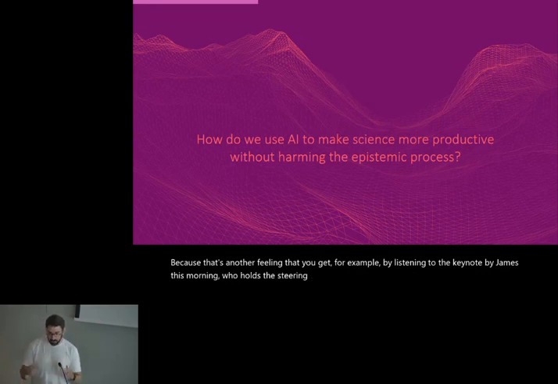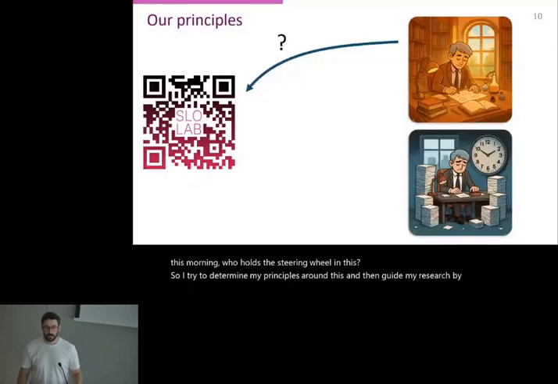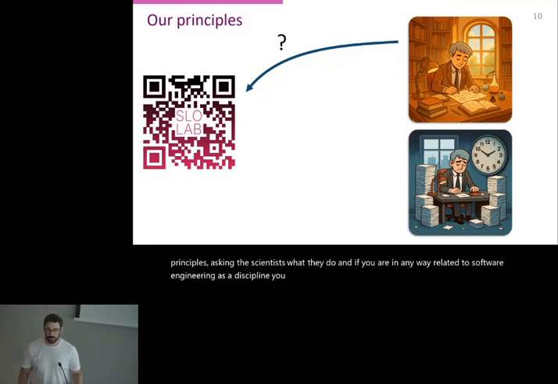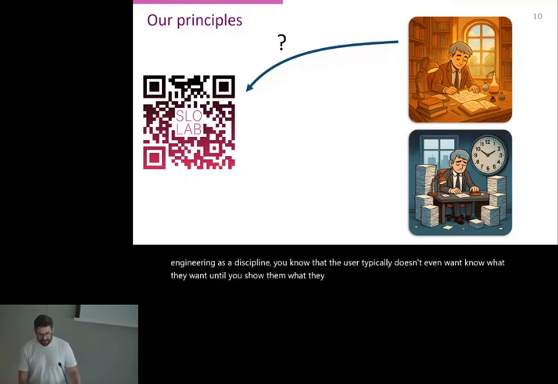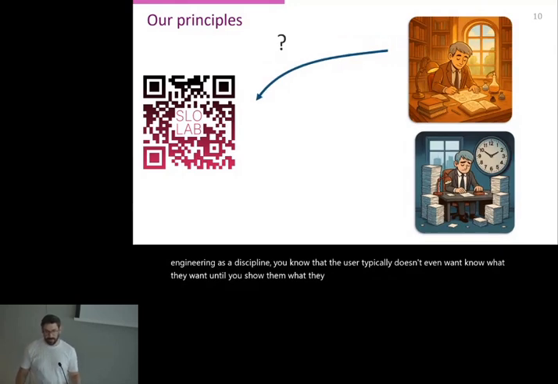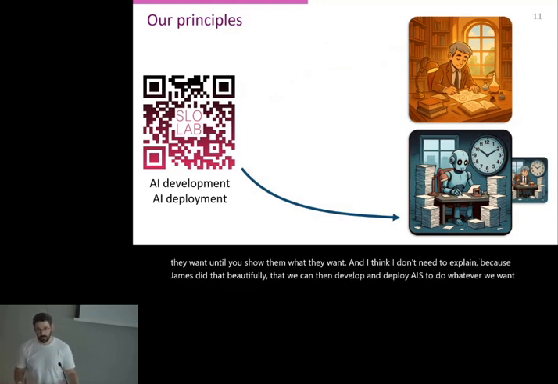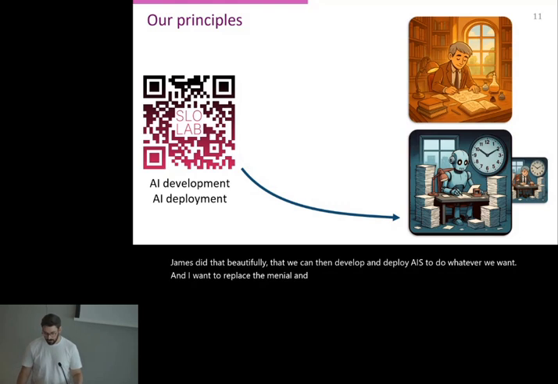So I try to determine my principles around this and then guide my research by these principles, asking the scientists what they do. If you are in any way related to software engineering as a discipline, you know that the user typically doesn't even know what they want until you show them what they want. And I think I don't need to explain, because James did that beautifully, that we can develop and deploy AIs to do whatever we want. And I want to replace the menial and tedious. So this is what I'm trying to do.